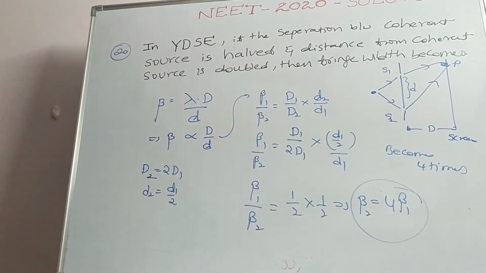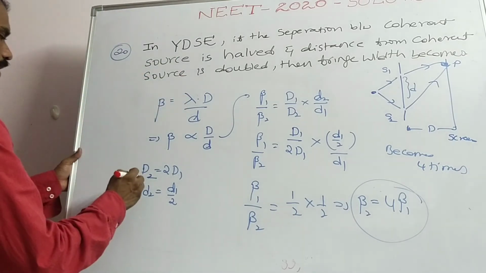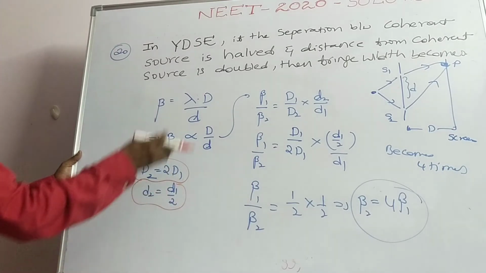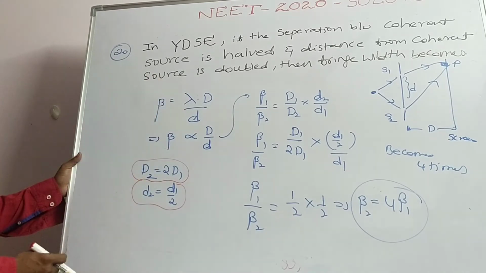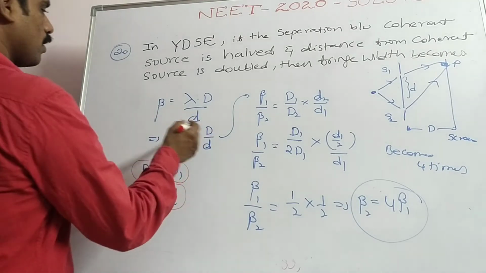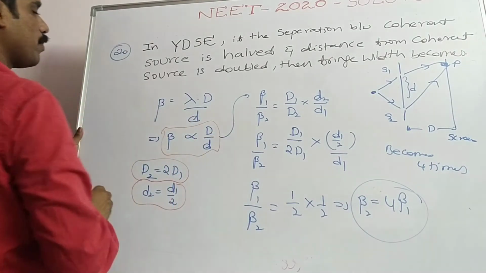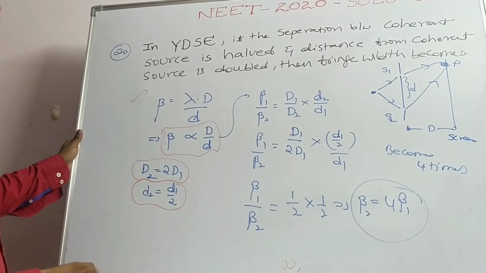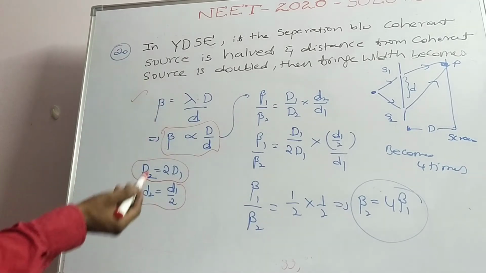Here, the distance between the slits and screen as well as the distance between S1 and S2 are varied. That is, D2 is equal to 2D1, and small d2, the separation between the two slits, is d1/2, that is, becomes half. So here we develop the relation β is proportional to D/d. We know the fringe width expression is λD/d, for one fringe, n equal to 1.